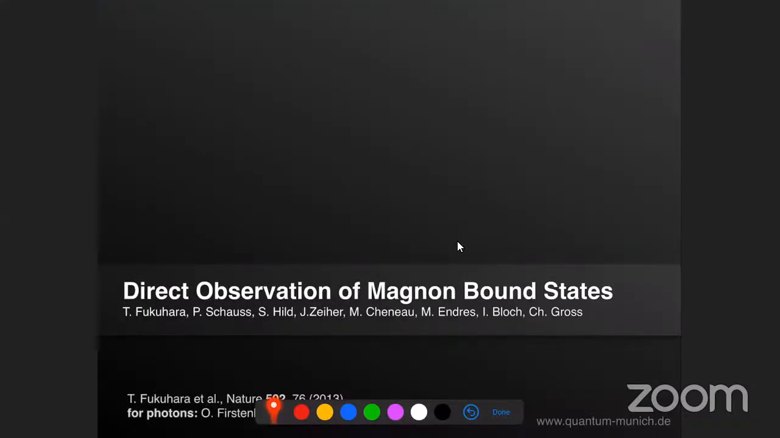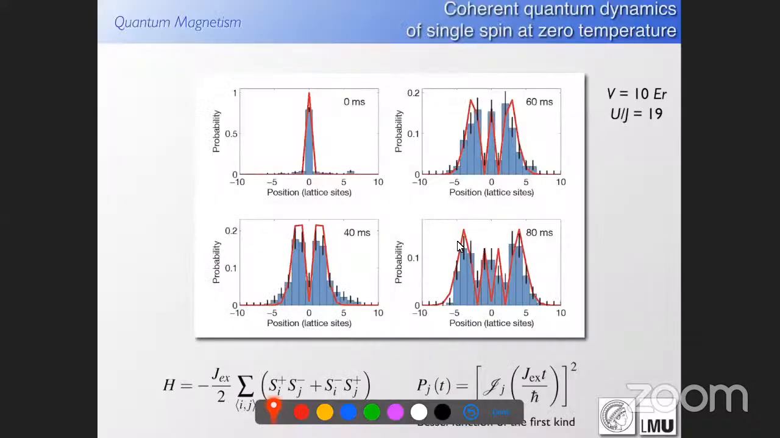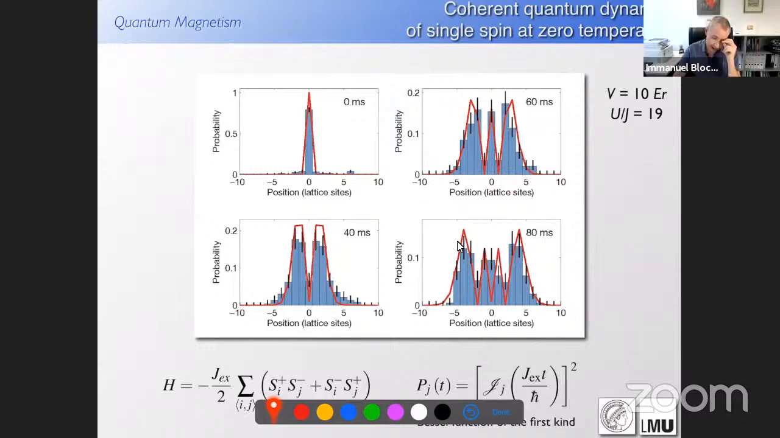Question. Are you using the predicted J exchange value, or do you have to fit that, since it's not an extremely large U over J? Yes, so it depends a little bit on how well you calculate the U and the J. We typically do the simple band calculations. We have to modify those parameters that come from a single band calculation, because there are higher band effects which modify, for example, the couplings. But this is a good way to calibrate this.